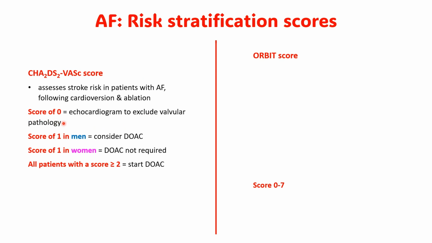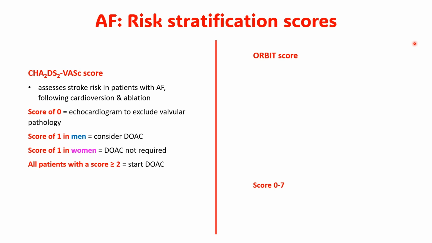When there's a score of 0, you can typically do an echocardiogram to rule out valvular pathology. If you have a score of 1 in men, you can consider a DOAC such as rivaroxaban, dabigatran, whatever it is. And if there's a score of 1 in women, you don't necessarily require a DOAC. And then all patients with a score of greater than or equal to 2, you would want to be considering starting a DOAC.